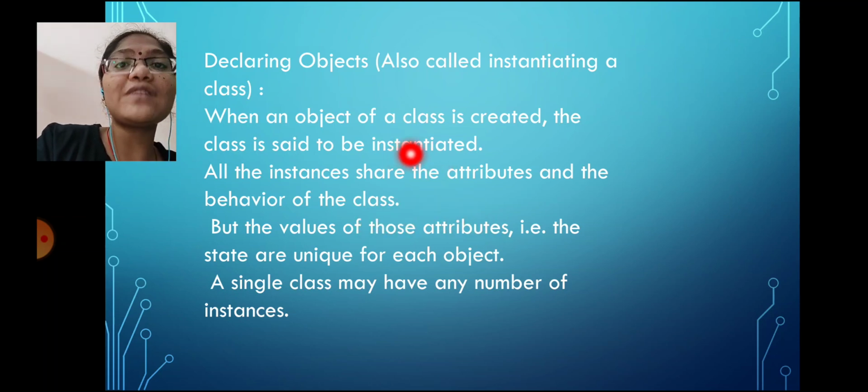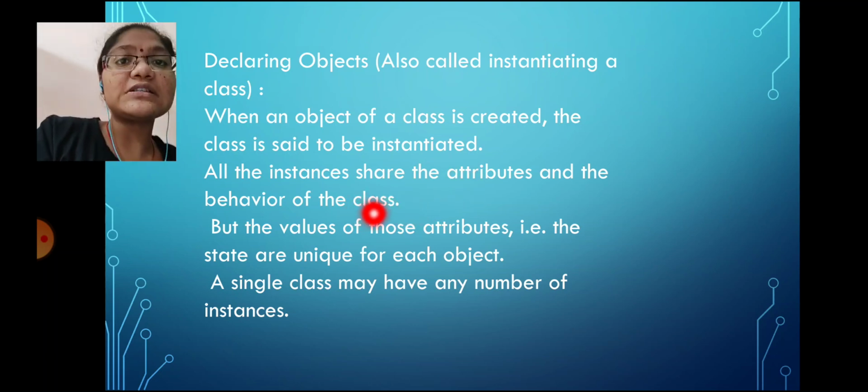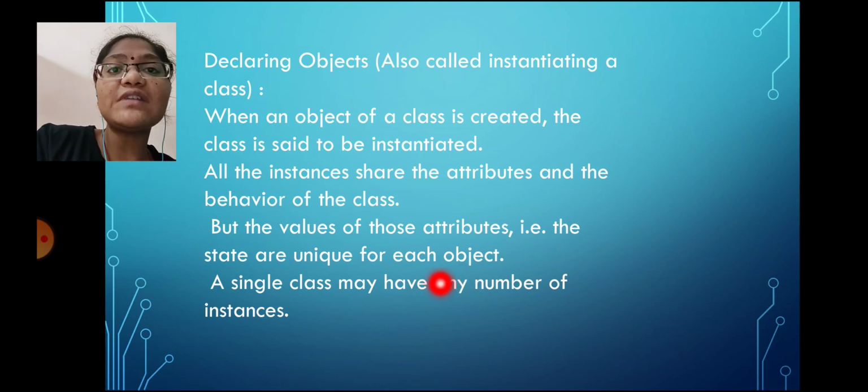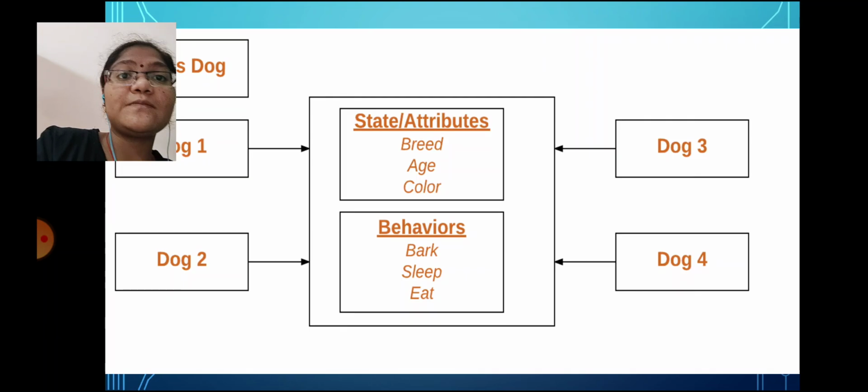When an object of a class is created, the class is said to be instantiated. All these instances share the attributes and the behavior of the class. But the values of those attributes, that is the state, are unique for each object. A single class may have many instances.